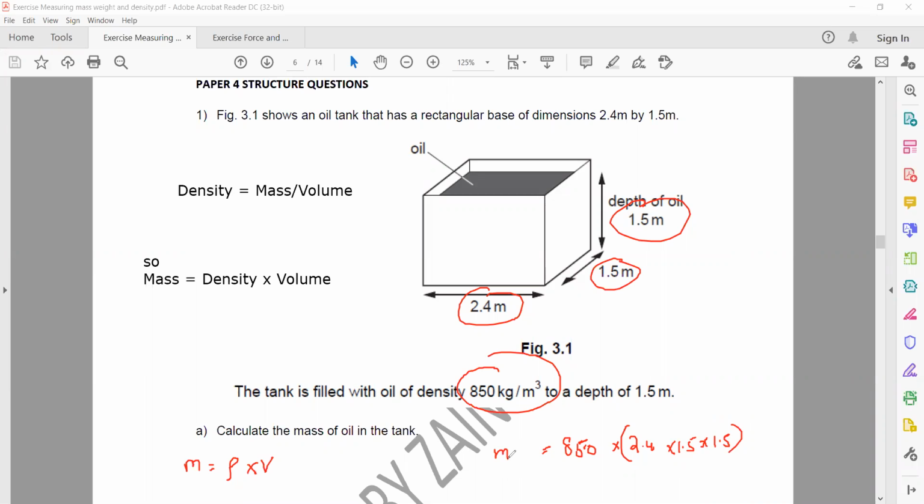So when we multiply, what's the answer? 850 multiplied by 2.4 into 1.5 and 1.5. What is the final answer? 4,590. So the mass of the oil inside is 4,590, and because the density is in kilogram per meter cube, the mass will be in kilogram. Is it clear? This is the first part, question 1 part A. Is it clear to everyone?